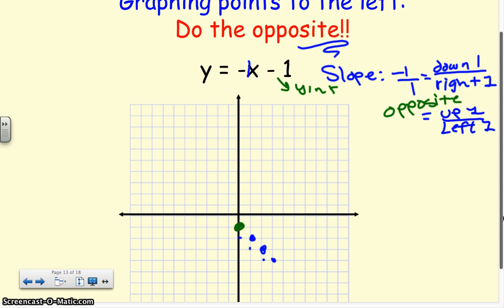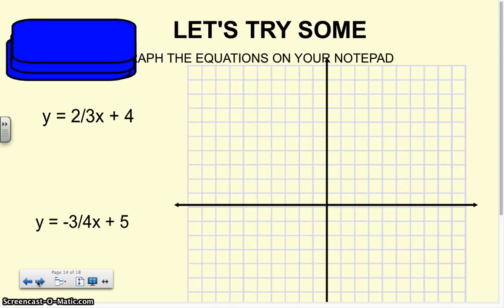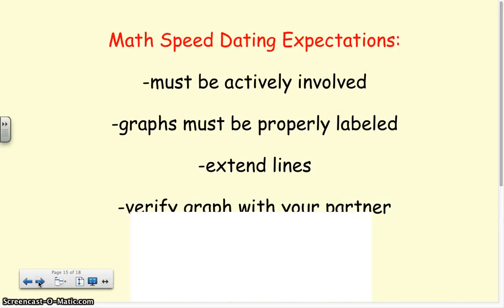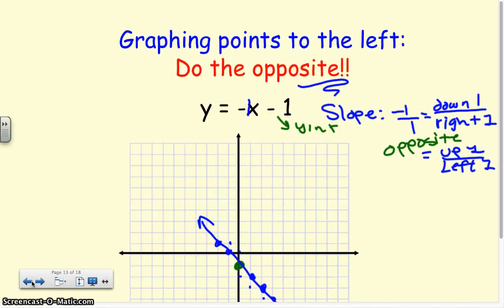Now notice that it kind of looks like it could be a ray. There's no points going to the left. That's why I want to plot some points. So if I plot points to the left, I just do the opposite. Up 1 over 1, up 1 over 1. And make sure that it lines up. And there I go. You see? So just make sure that you do some points to the left and some points to the right. I think I've taught you what you need to know with graphing equations.